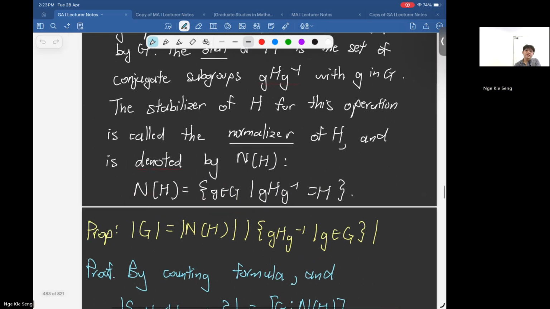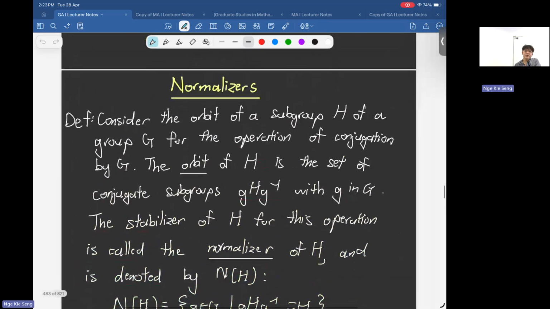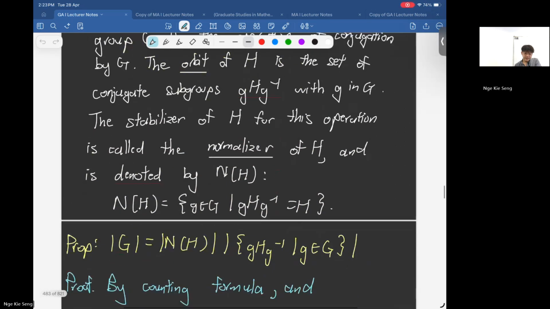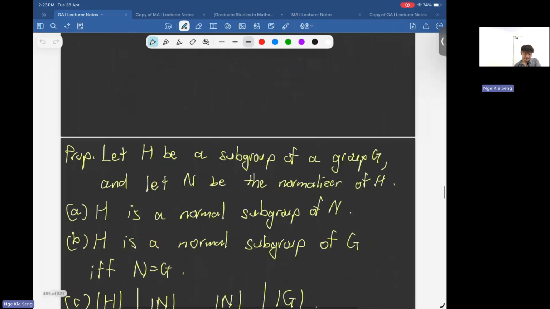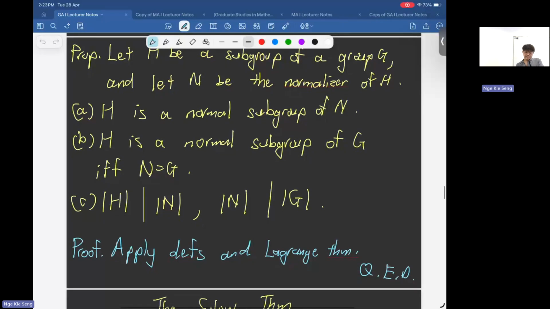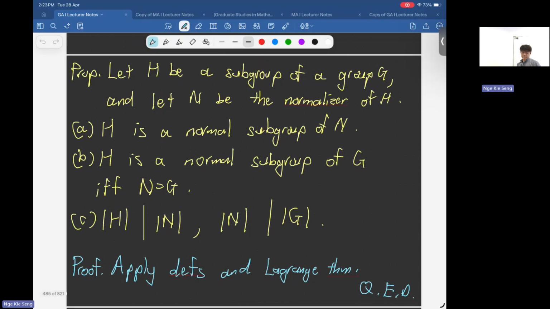Yes, it is a group action on the set of subgroups. Yes, that's right. These are group properties, so we can jump. Let's see, anything worth mentioning here?